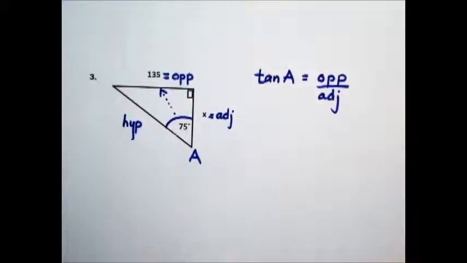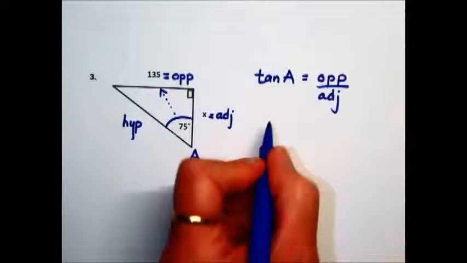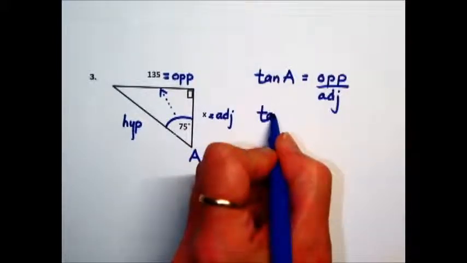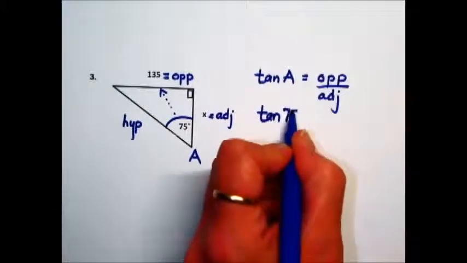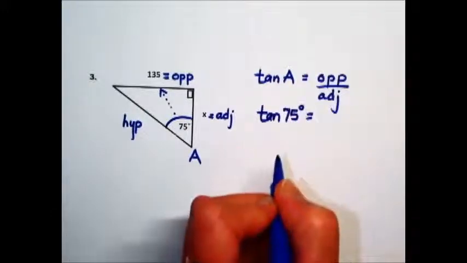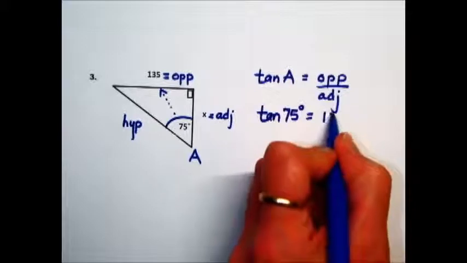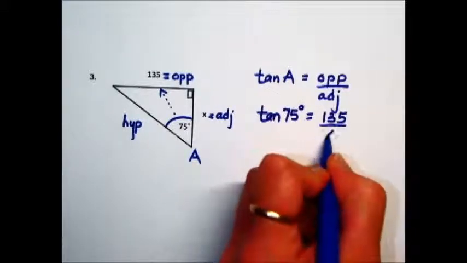To solve this problem, we'll plug in the information that we have and solve for the unknown. Tangent of angle A has a measure of 75 degrees. Opposite has a length of 135. Adjacent is what we're trying to determine.